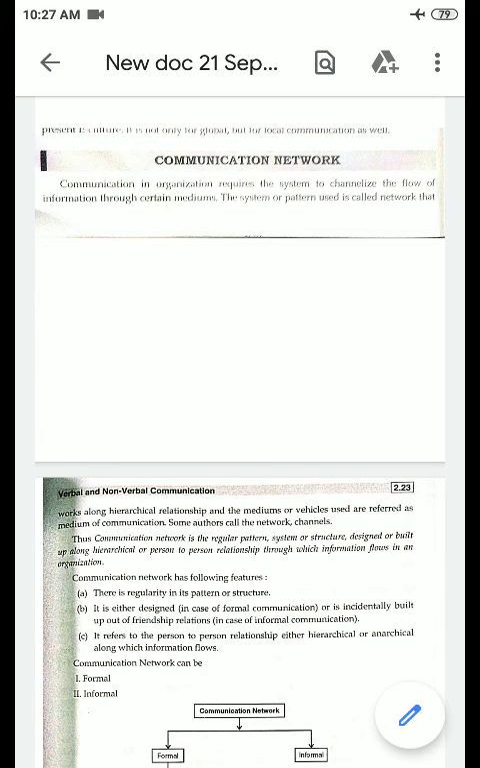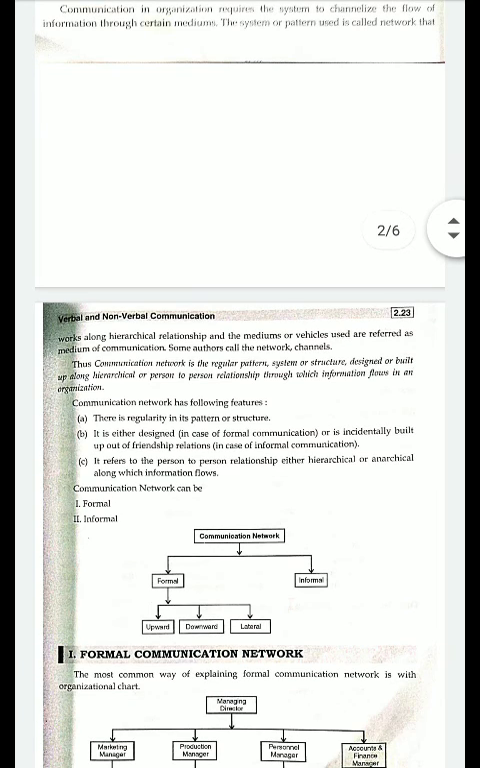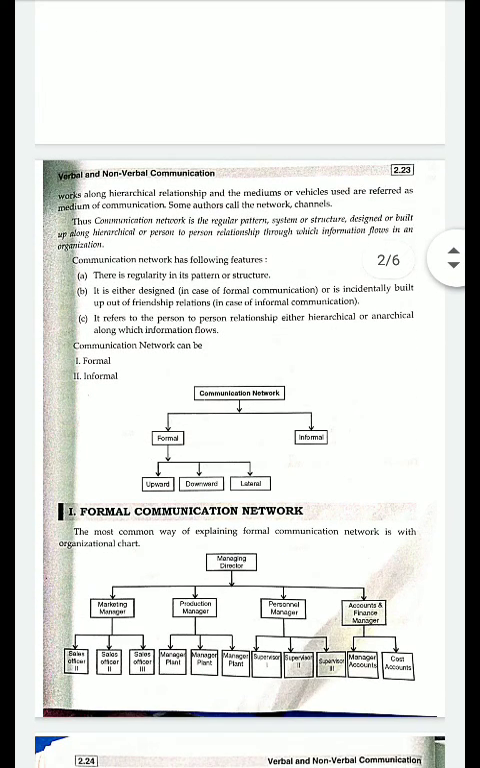In this way, communication networks are required to channelize the information. So this system or pattern used is called a network, that works along with hierarchical relationship, okay, student. Next, there are various types of communication network. The first one is formal communication, and the next one is informal communication.